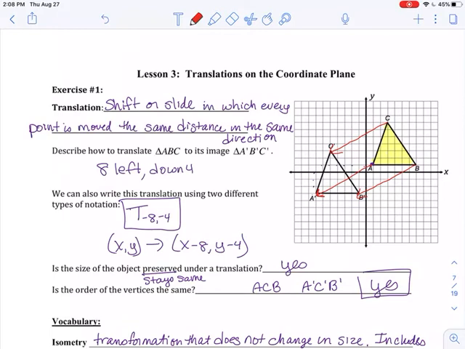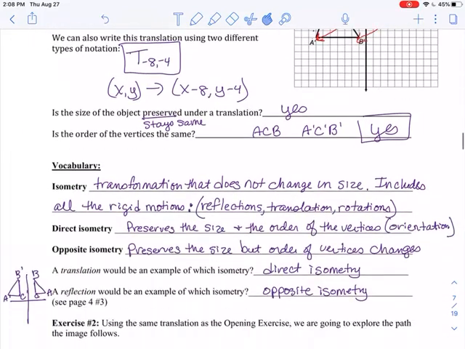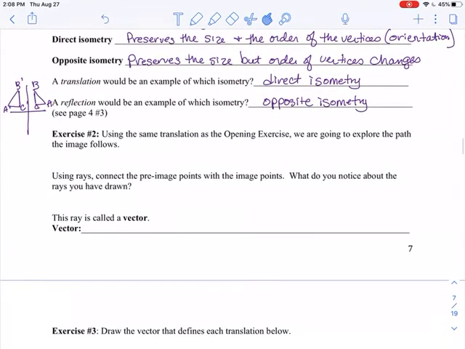And the question is, what do you notice about these rays that they've drawn? These are all parallel to each other, and they also happen to be congruent. All right, so what do I notice about them? They are parallel and congruent.